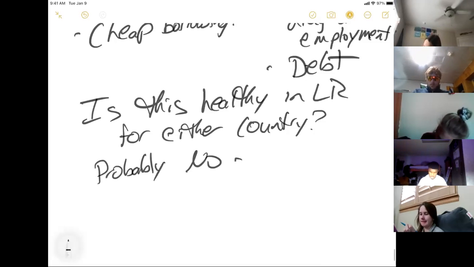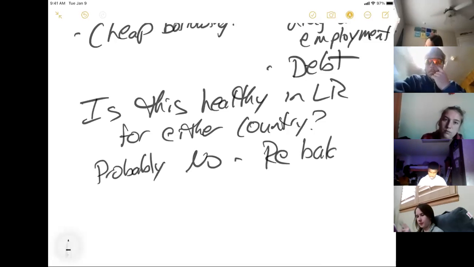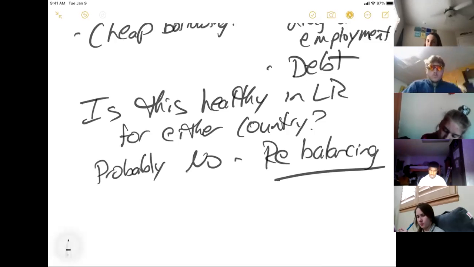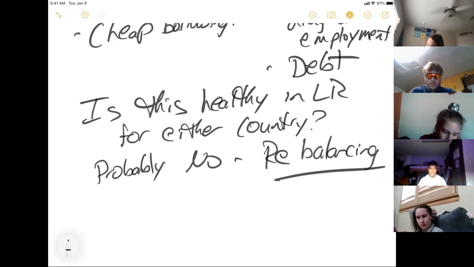And I think most economists would say probably no, that in essence, what's needed is some rebalancing. In other words, these countries have taken such big extremes that both countries should probably be moving toward the middle a little bit more than what they're doing. In other words, the US should be consuming less and China should be consuming more. The US should be borrowing less, China should be borrowing more. It's probably a more sustainable path.